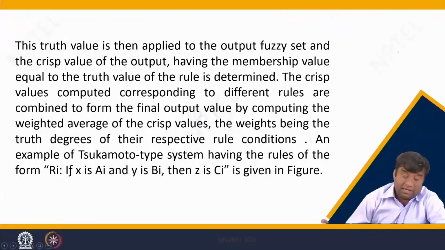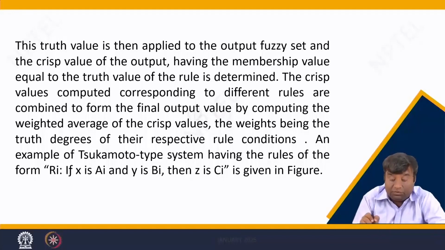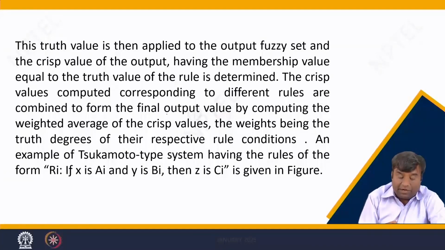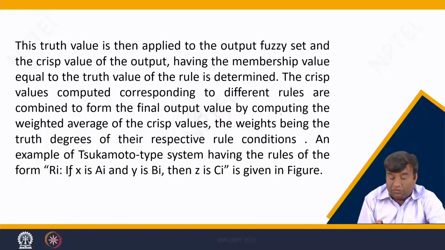So here this truth value is then applied to the output fuzzy set, and the crisp value of the output having the membership value equal to the truth value of the rule is determined. The crisp values computed corresponding to different rules are combined to form the final output value by computing the weighted average of the crisp values, the weights being the truth degrees of the respective rule conditions.